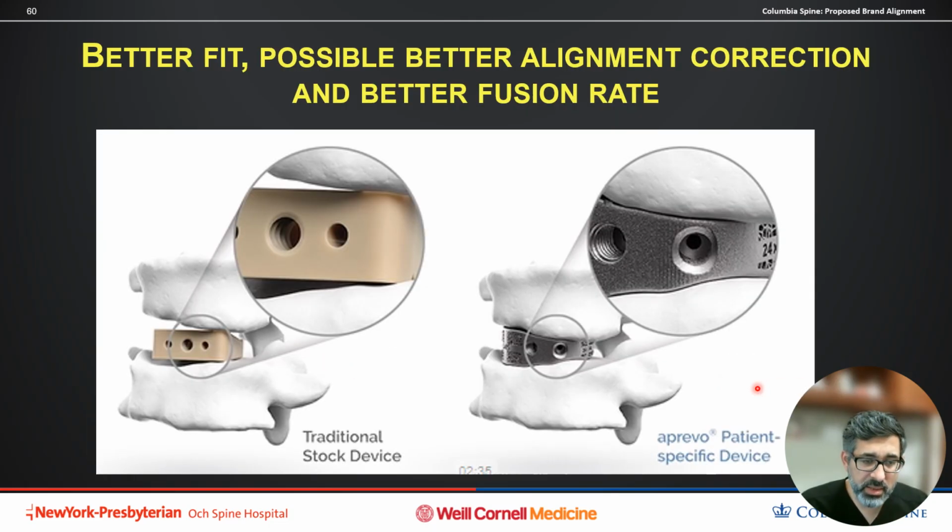And here is an example of a regular implant versus a custom implant. You can see for patients who have coronal malalignment, you may have surfaces that are not really being covered properly with an off-the-shelf normal implant, whereas with a custom implant, they really conform the shape of the implant to get the correction and to the end plates to get the maximum surface area coverage for fusion and for stability.